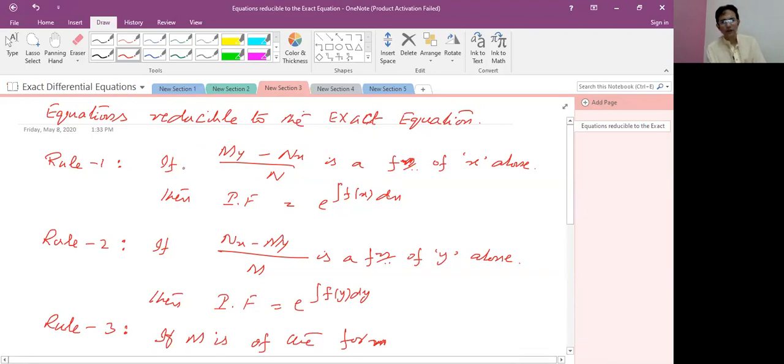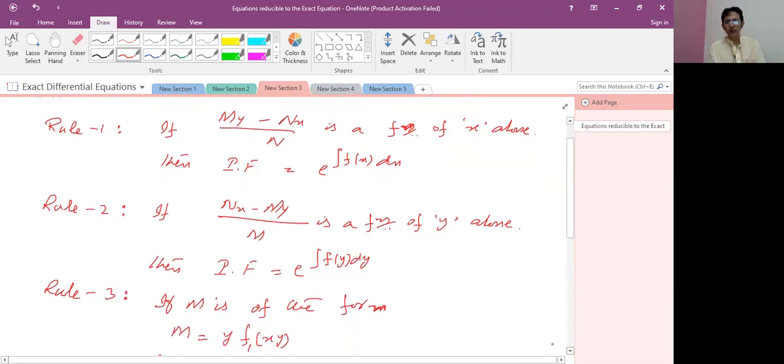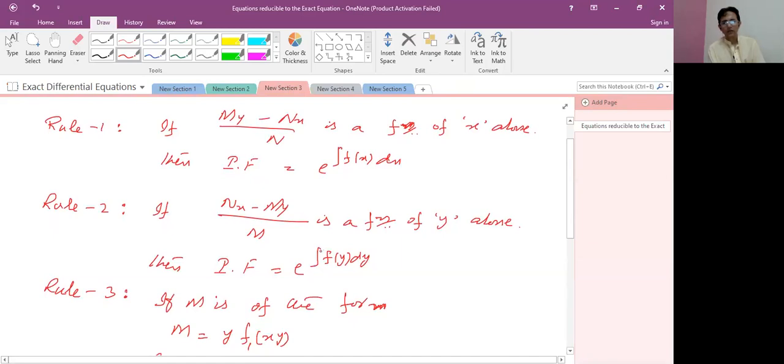So rule number 1 is, if (∂M/∂y minus ∂N/∂x) divided by N is a function of x alone, then you find the integrating factor e to the power integral f of x dx. Rule number 2, if (∂N/∂x minus ∂M/∂y) divided by M is a function of y alone, then you find the integrating factor e to the power integral f of y dy.